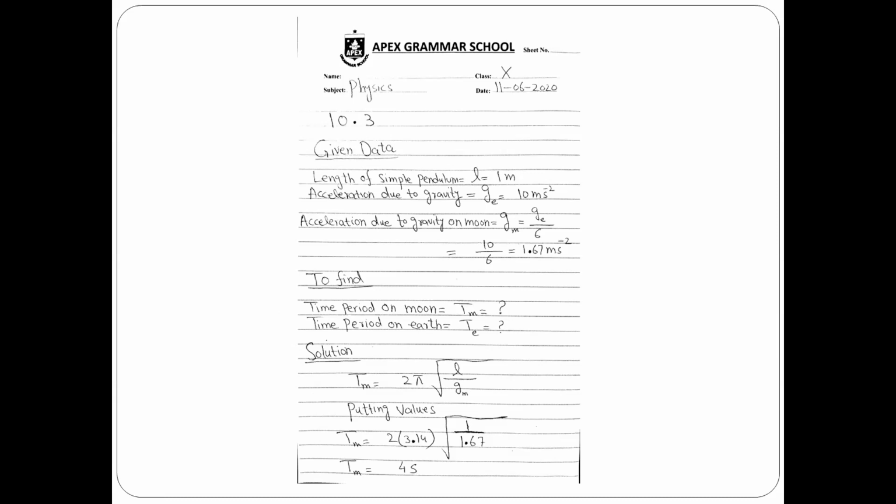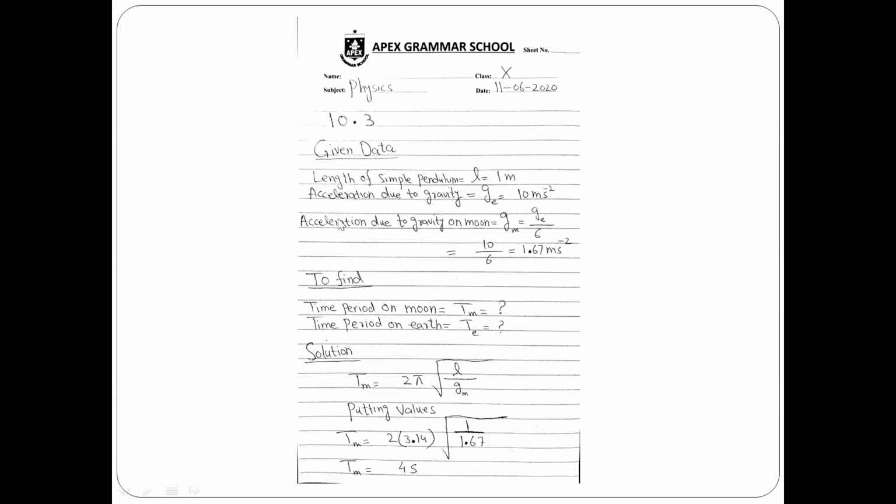First of all, I write the given data. Length of simple pendulum, small l, equals 1 meter. Acceleration due to gravity: you know the acceleration due to gravity on Earth is Ge, where the e means Earth. You know this very well; in the ninth class we read this a couple of times. So Ge is equal to 10 meter per second square. The value of g on the surface of Earth is 10 meter per second square.